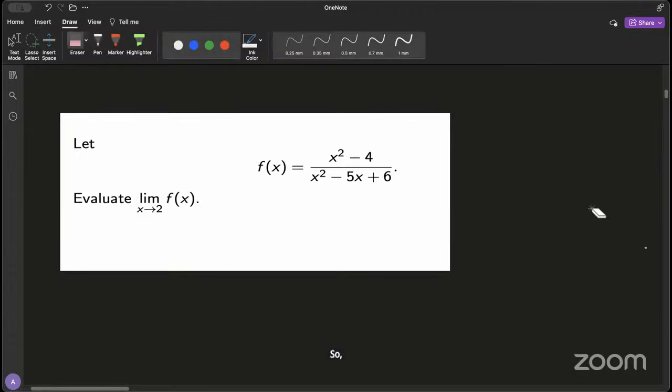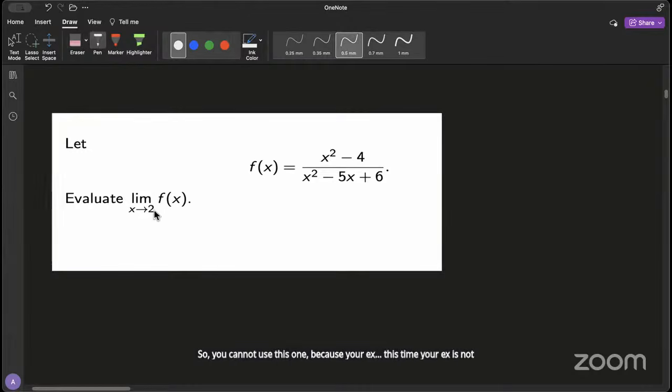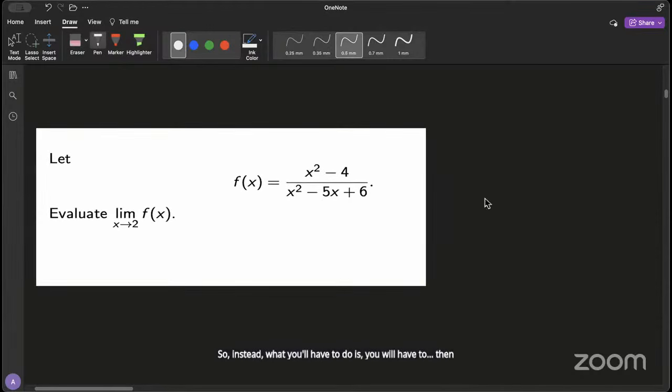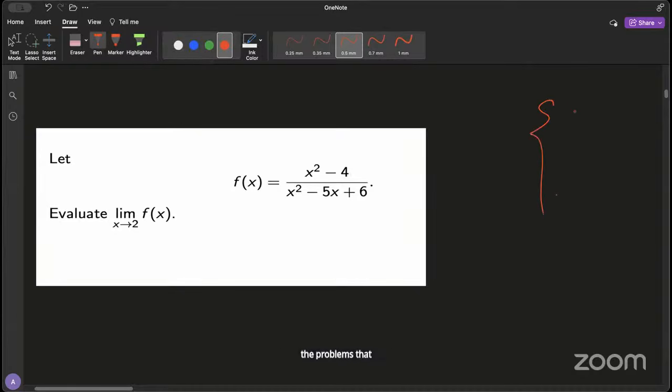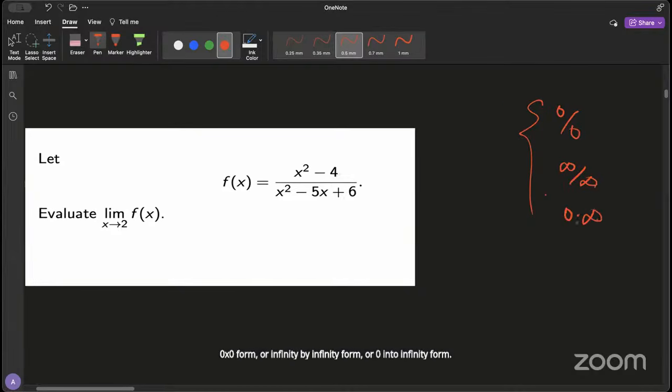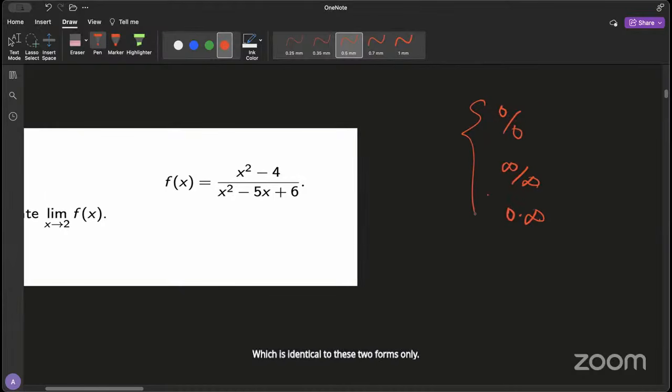You cannot use this one because this time your x is not going to 0, it's going to 2. So we're only left with one way, which is factorization. You factorize the numerator and denominator and try to cancel. Let's first substitute 2 here, because we don't yet know that it's 0 by 0 or infinity. We only have a problem when in fractions you get 0 by 0 form. The problematic forms are 0 by 0 form, infinity by infinity form, or 0 into infinity form, which is identical to these two forms only, and then 0 to the power infinity. These are the kinds of forms we have a problem with, right?